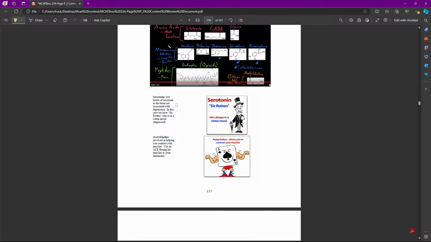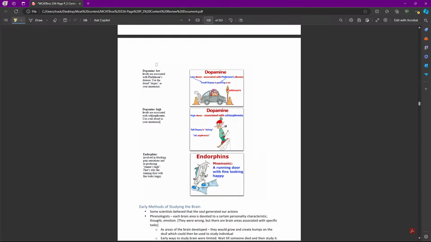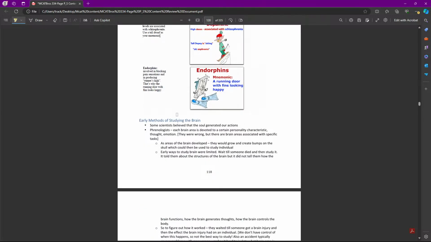So, low level serotonin in the brain is associated with depression, in this case because it regulates arousal. I remember that, okay. Low level is also associated with Parkinson's. When it's high level, it's schizophrenia because you're overexcited. Endorphins block the pain.